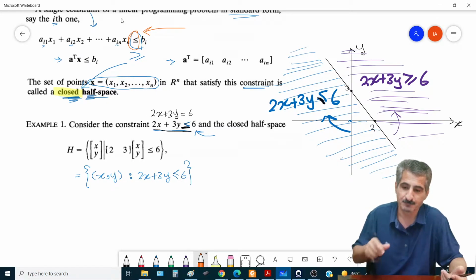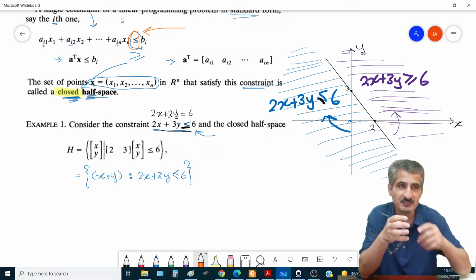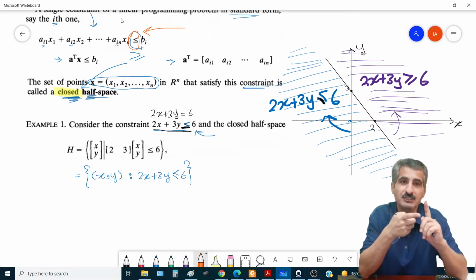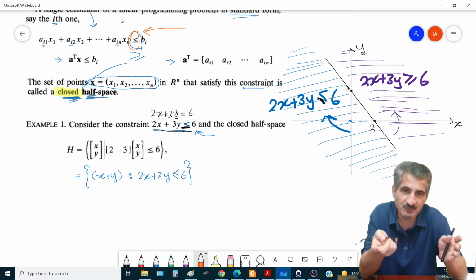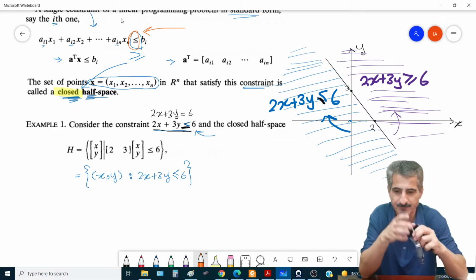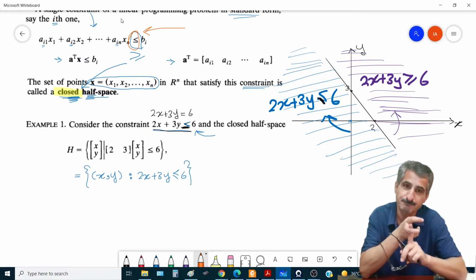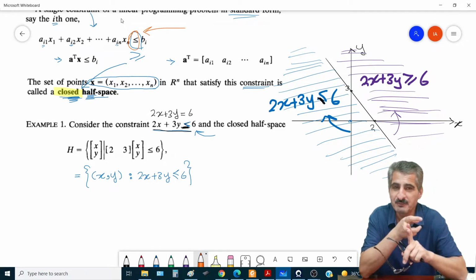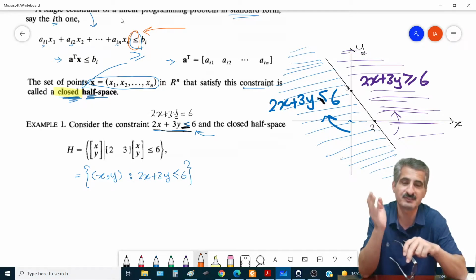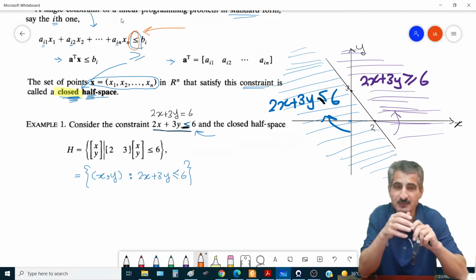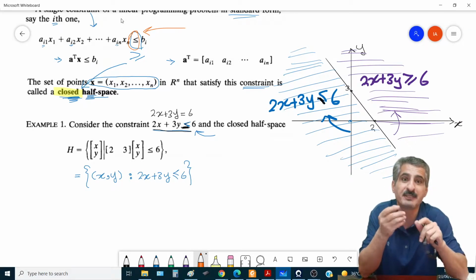It's a plane, right? If we have 3 variables, say 2x plus 3y plus 2z equals 6, this is an equation of the plane. You know it, right? From calculus 2. What we call it in 2 dimension is a line, in 3 dimension is a plane, in 4 dimension, like 2x plus 3y plus 5z minus w equals 10, the points that satisfy this equation will be called a hyperplane.